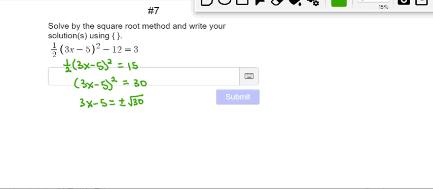Now we need to isolate this x. All right, so normal, regular algebra 1 type problem at this point. Add that 5 on both sides, and then divide everything by 3. And we can write it this way. I don't like the way that looks.